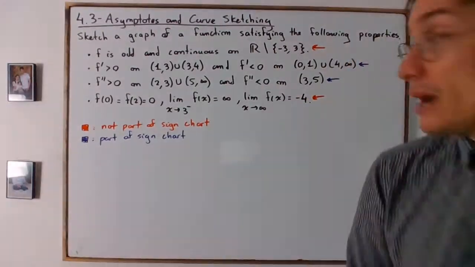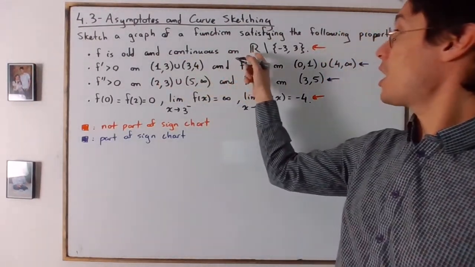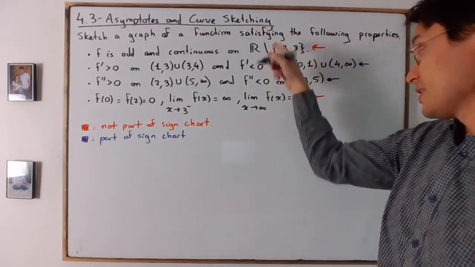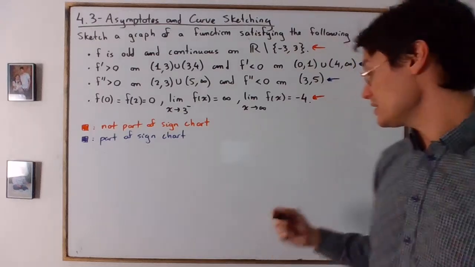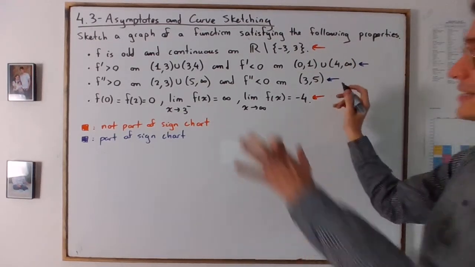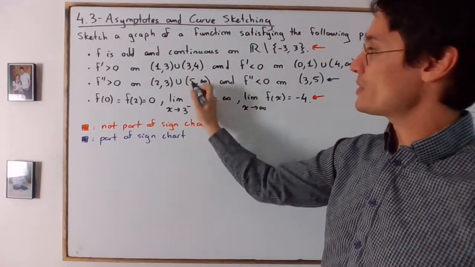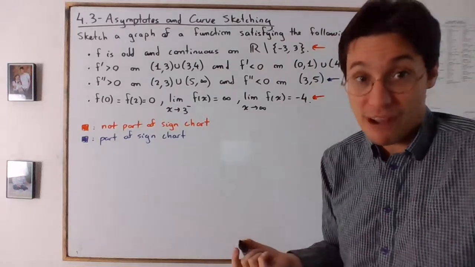Okay. So first of all, let's have a look at this. Continuous on the real line except at -3 and 3. So what does that mean? Well, let's have a look at the sign chart just a little bit, just to notice that the last value that we need to sketch is pretty much 5.